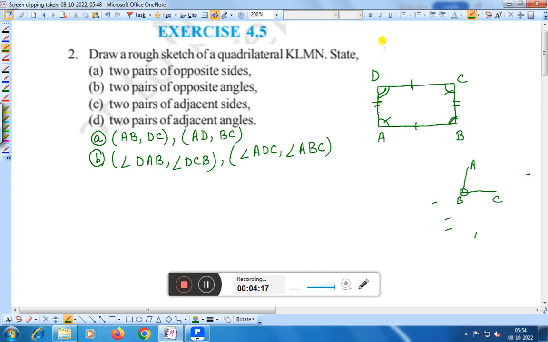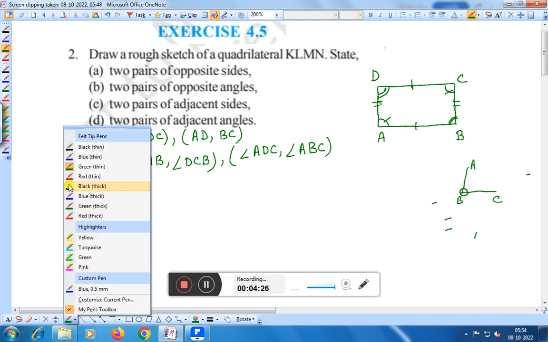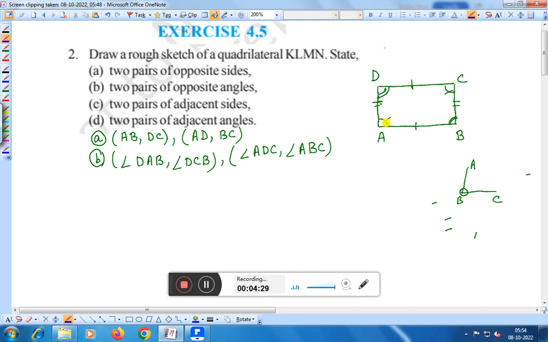In the same way, we can say that AD and AB. Here you see AD and AB are adjacent side because this point A is common to both the sides, right? Therefore, question number C is two pairs of adjacent side, that is AD and AB, right?